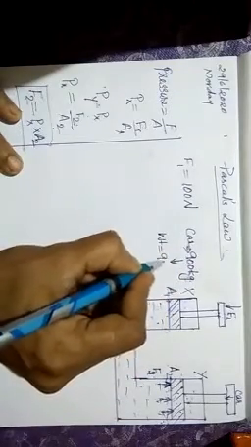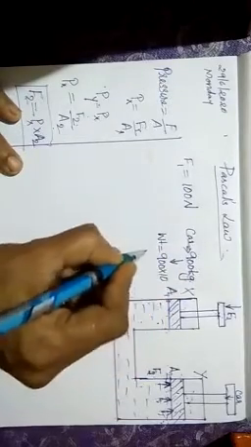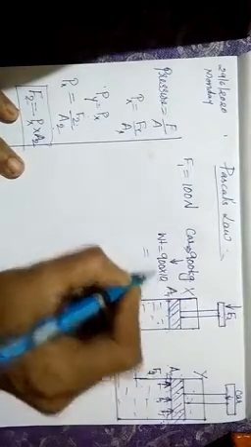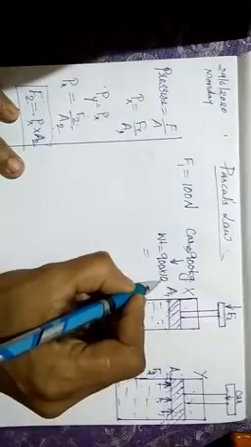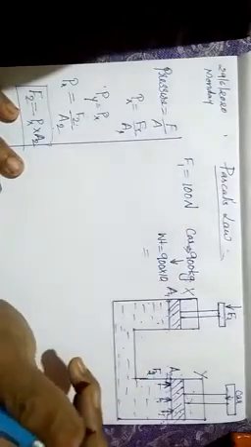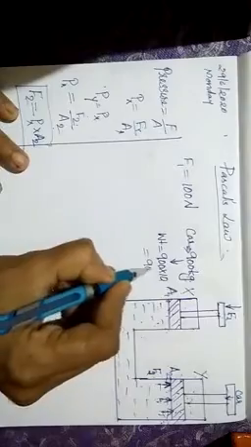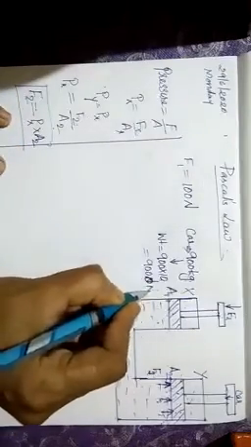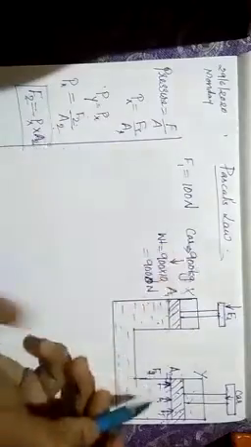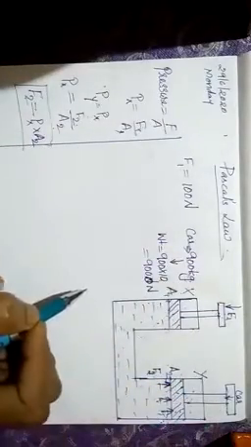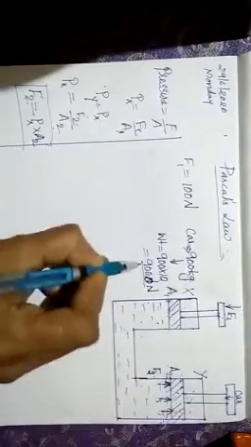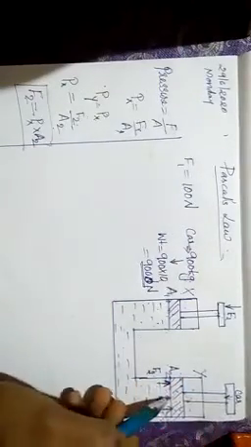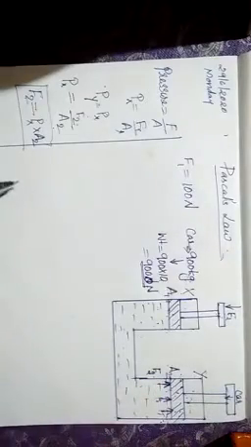So weight will be 900 into 10. That is mass into acceleration due to gravity, mg is weight. So 900 into 10. G can be taken as 10 meter per second square. So 9000 Newton weight, and weight means force in the downward direction. So that force is 9000 Newton. When the car is placed, the car applies 9000 Newton force in the downward direction.